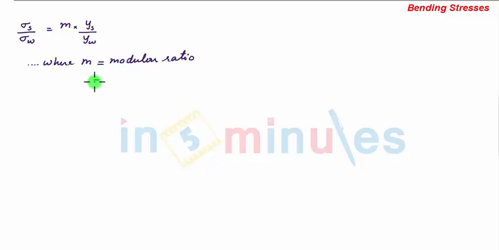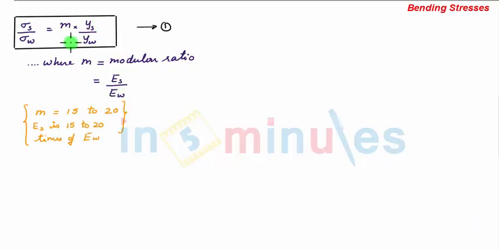So this could be written as sigma S by sigma W is equal to m multiplied by YS by YW, where m is called the modular ratio, which is the ratio of Young's modulus of steel upon Young's modulus of wood. Now for the combination of steel and wood, your value of m is in the range of 15 to 20. That is, the Young's modulus of steel is about 15 to 20 times that of Young's modulus of wood.